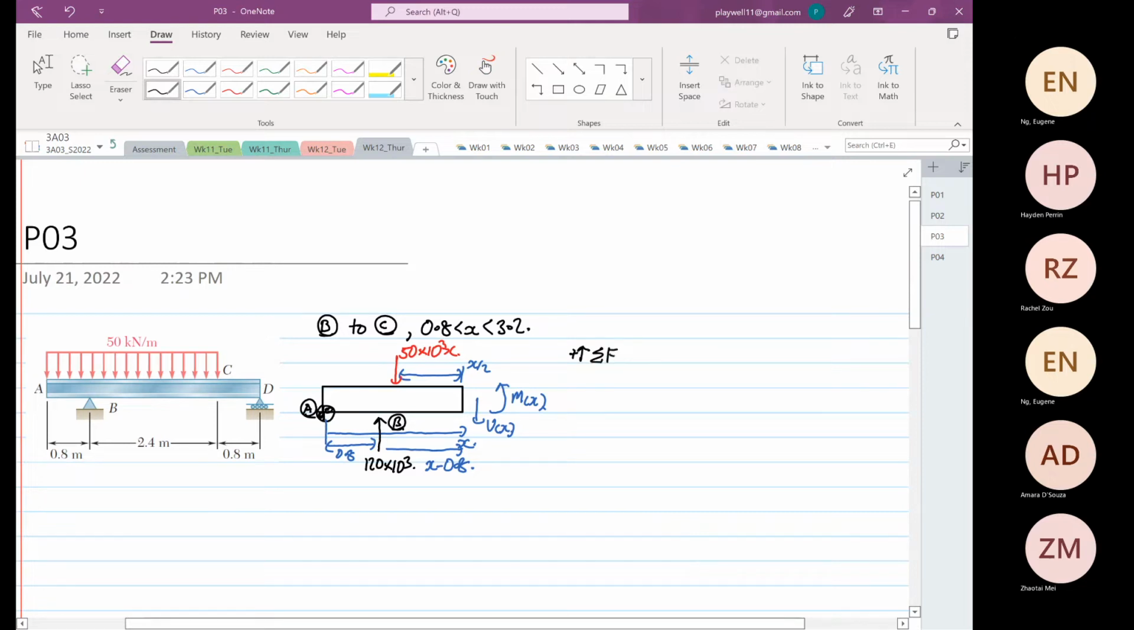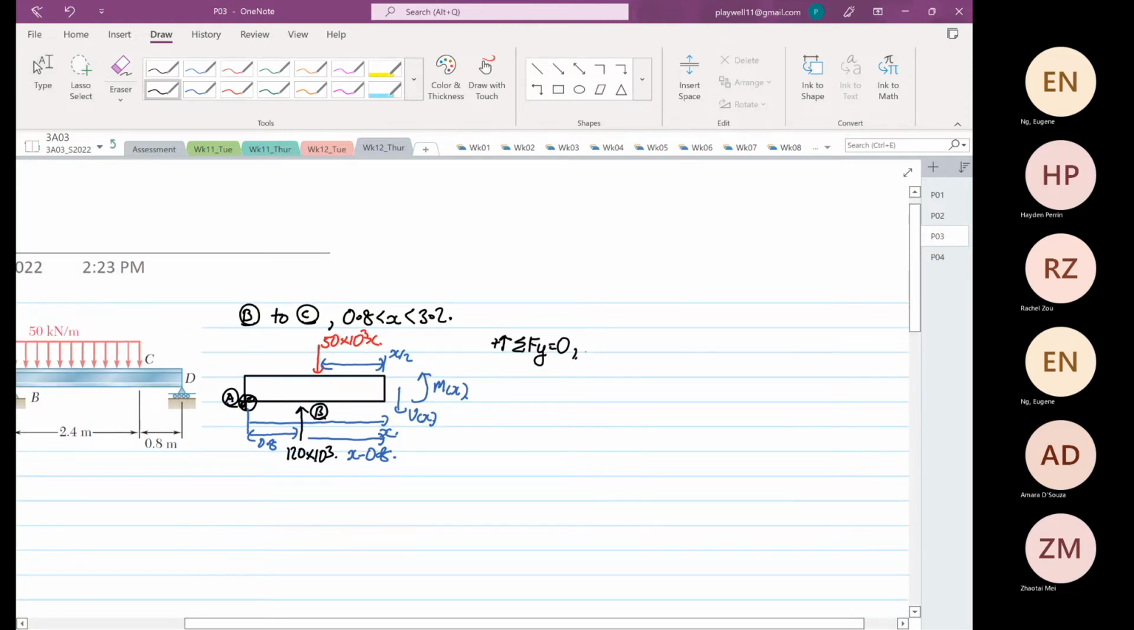The magnitude of forces in the y direction is equal to 0. So now you have 120 times 10 to the power 3. Okay. Then you have minus 50 times 10 to the power 3 x minus V as a function of x is equal to 0, right? So V as a function of x is equal to minus 50 times 10 to the power 3 x plus 120 times 10 to the power 3. Okay, so this is your equation number 3.